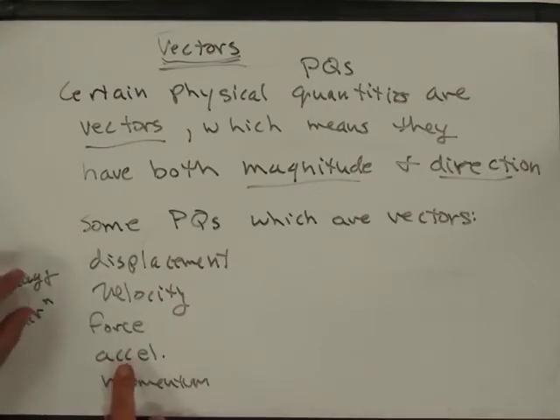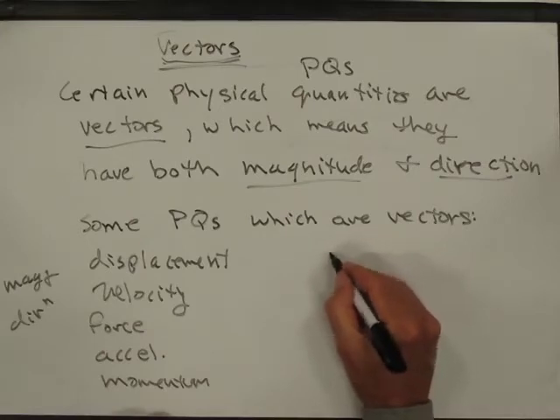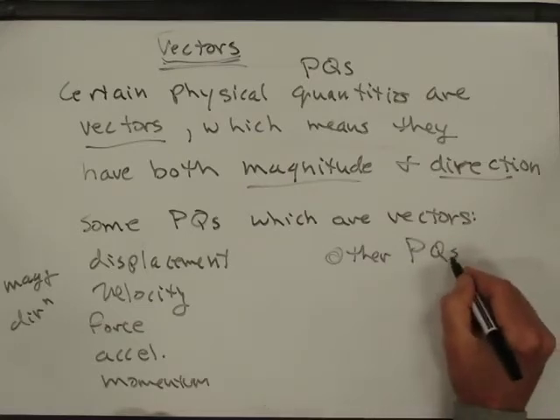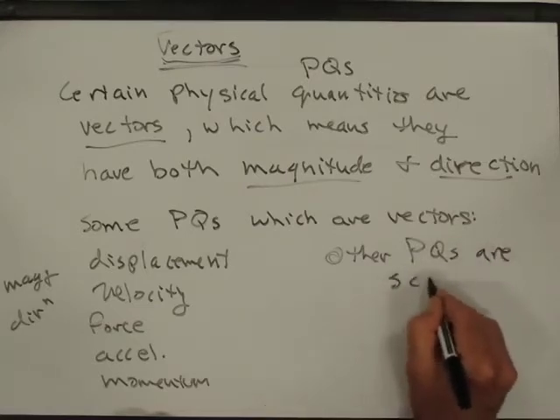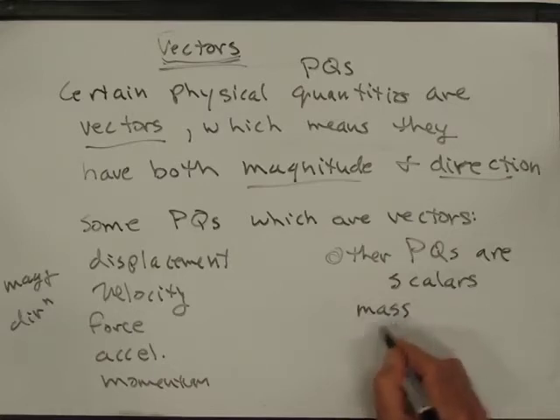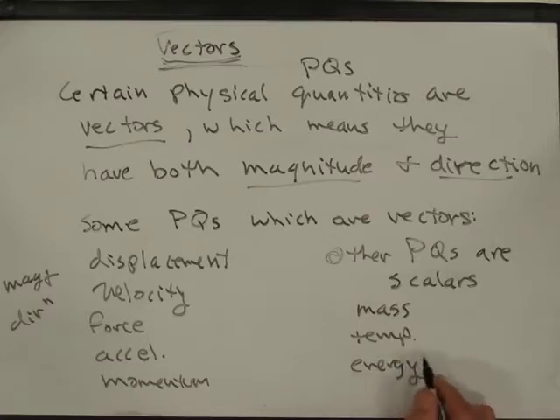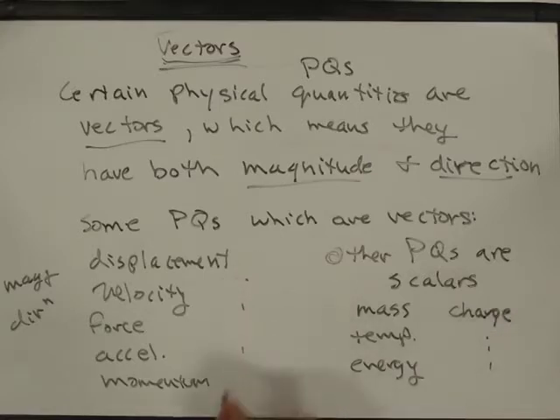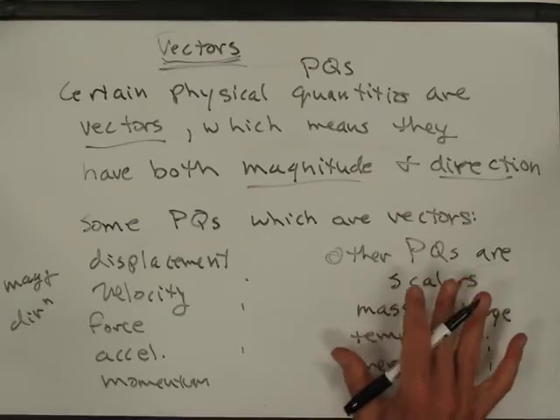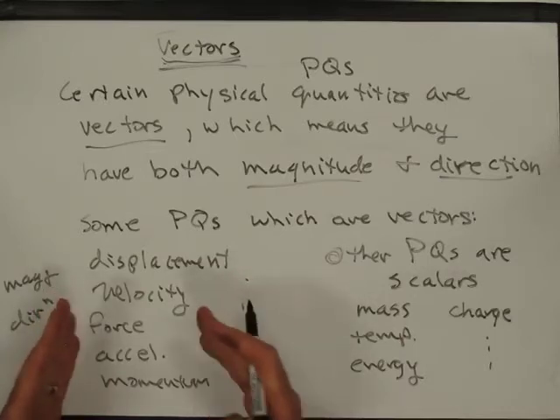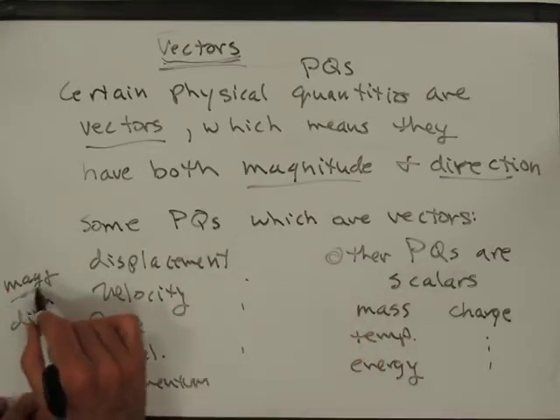So the magnitude is kind of like the value. Physical quantities you're mostly used to are called scalars. And those are just numbers. That would be like mass, temperature, energy, charge, and so on. Both of them have longer lists. So these obey the math that we're used to, algebra and stuff like that. These we have to be a little more careful in how we apply it. I'm going to give you some examples as we go, because we have both a value and a direction.